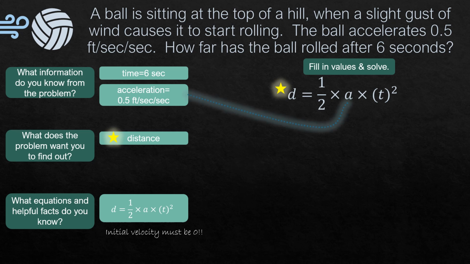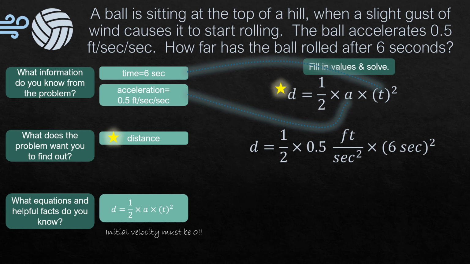We need acceleration, we have acceleration. We need time, and we have time. So let's plug everything in. We put in 0.5 for the acceleration and 6 for the time. Distance equals 1/2 times 0.5 feet per second squared times 6 seconds squared.